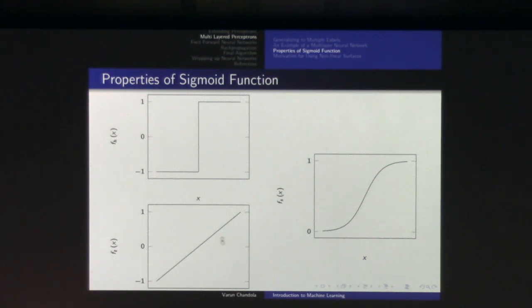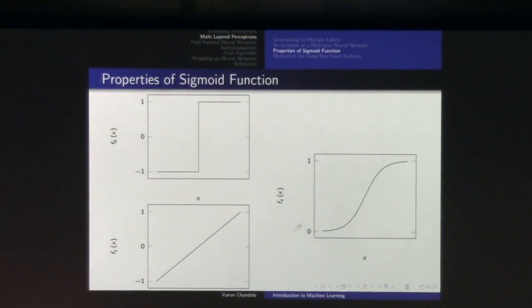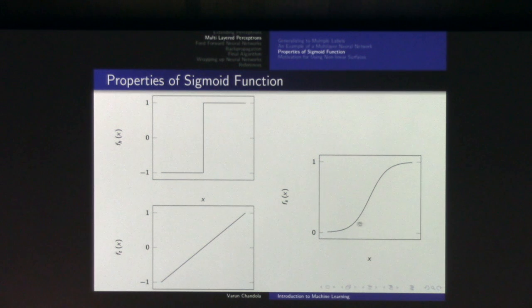This is your linear unit. All it does is it just produces net P as output. So that's just the same thing. And this is your sigmoid function. What the sigmoid function does is that it converts your net P into this nonlinear output.